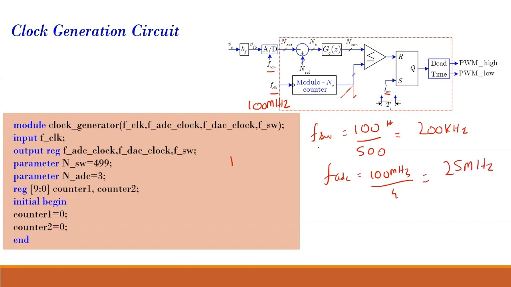So my switching frequency is my PWM frequency. PWM frequency is 200 kilohertz. My ADC is 25 megahertz. So what actually is happening? Let us see for the ADC part. We have this, this is my F profile.